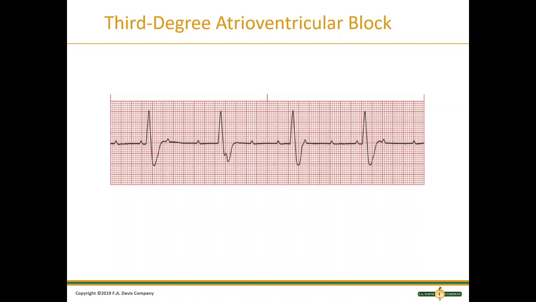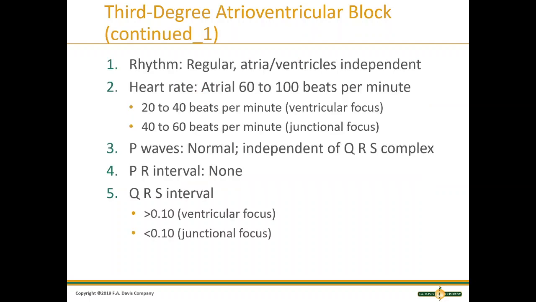Third degree atrioventricular block. This is a different type of block that is seen here. You can see the difference, and this is talking about regular atria and ventricles. This has a heart rate of 60 to 100. They commonly are within this parameter. Your QRS intervals.